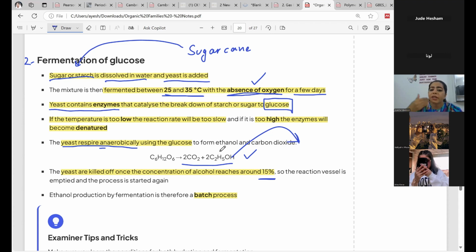So you have to do this reaction again and again, start it again and again, because more than 15% is dangerous for the yeast. So this process, which we have to start again and again, we have to stop the process, remove the product, do the reaction again, start it again, then remove the product, start it again. So this type of reaction is known as a batch process. Batch is the opposite of a continuous process. So it's not a continuous process, it's a batch process.